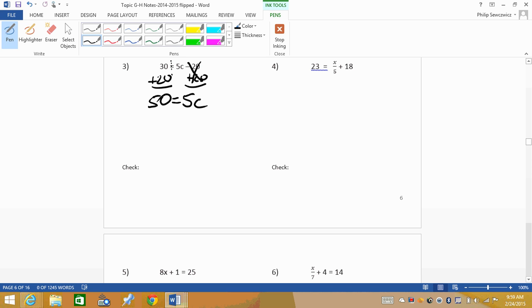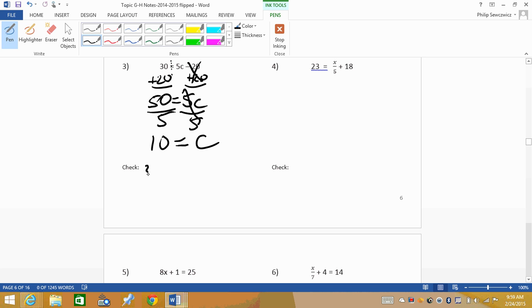Now we're going to undo any multiplication or division. I am multiplying here, so we'll use division to undo. So we'll divide both sides by 5. Again, 5 divided by 5 is 1, so they knock each other out. Again, when we do the opposites, they knock each other out. So all we have is c. And 50 divided by 5, we get a 10.